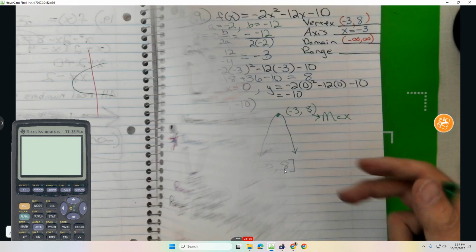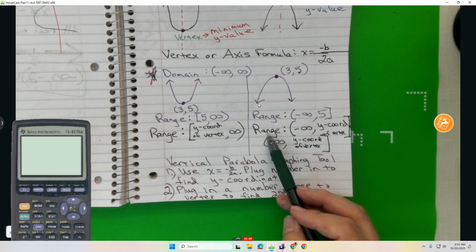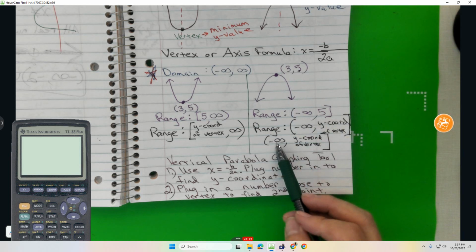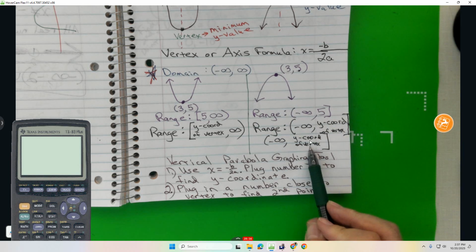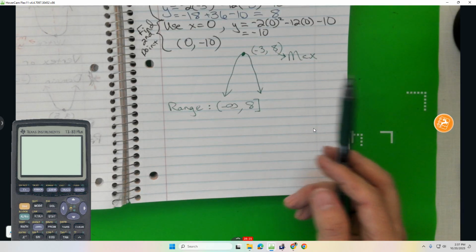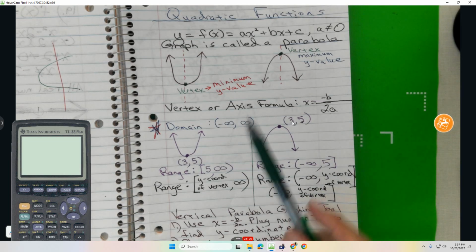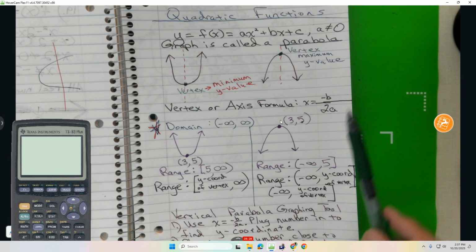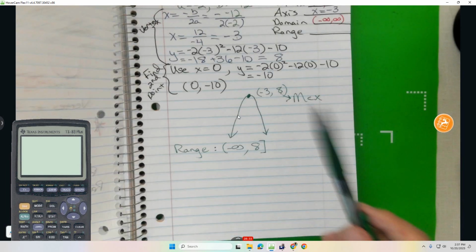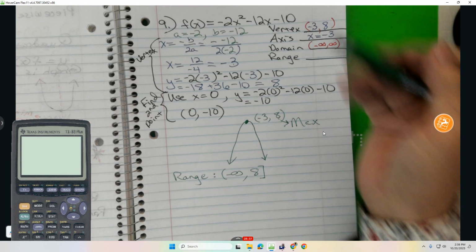Any questions on my logic? Look at what I was trying to show here. For the range, when the parabola is opening downward, it will always be negative infinity to the y-coordinate of the vertex. Do you use the x-coordinate? No, you do not. Although the x-coordinate of the vertex is part of the domain, negative infinity to positive infinity. Negative 3 is between negative infinity and positive infinity.